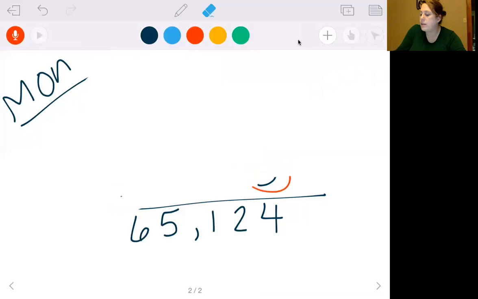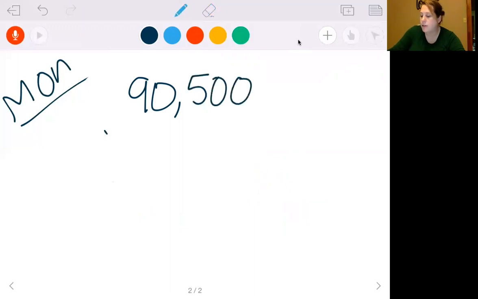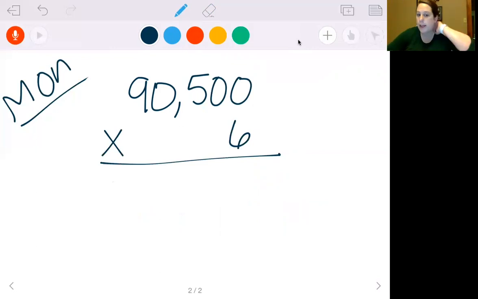I'm going to erase all this, and this might take you a lot of room on your paper, and that's totally fine. Use as much as you need to. Let's do 90,500 times 6. You have to know your multiplication tables. If you don't know them, then you can't do this. Okay, so please be studying your multiplication tables.